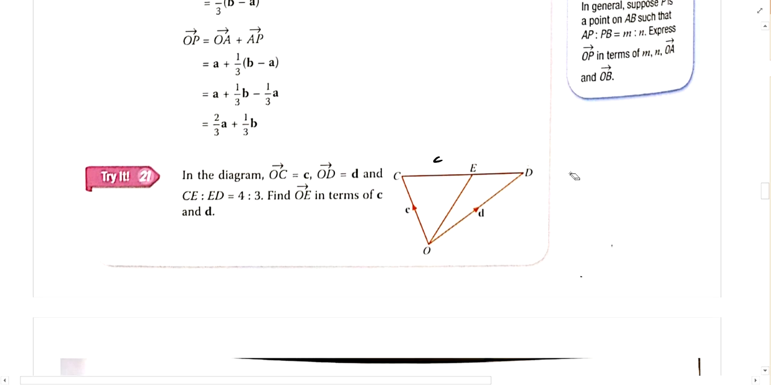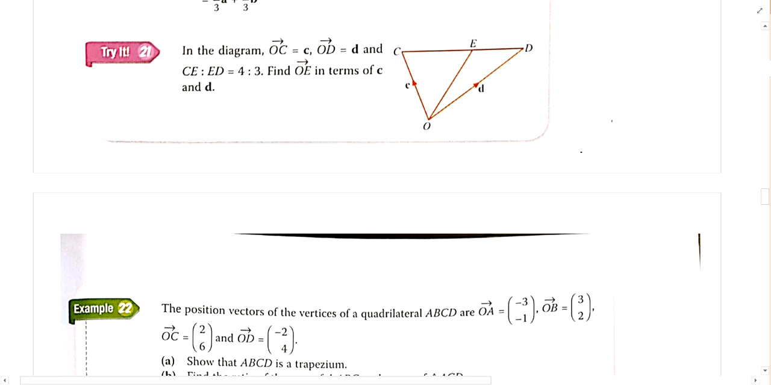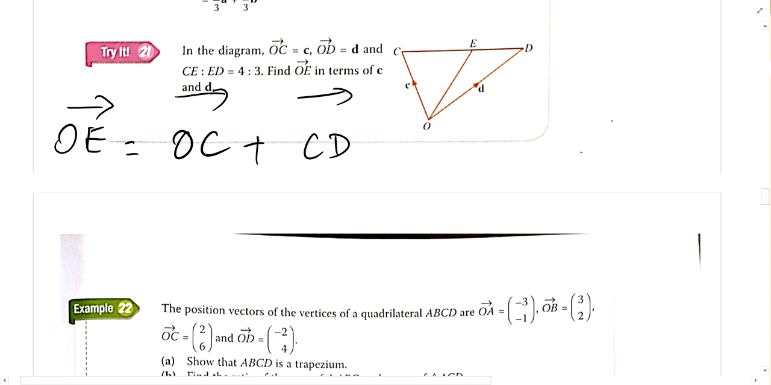We're going to do try 21 now. As usual, we're going to skip the example because I think you can follow by trying yourself. So recommendation, follow it. I'm sure you'll be fine. So from O to E, instead of going directly, how else can we go there? O to C, okay, fine. O, C. Then from C to D, E. There you go, step by step.